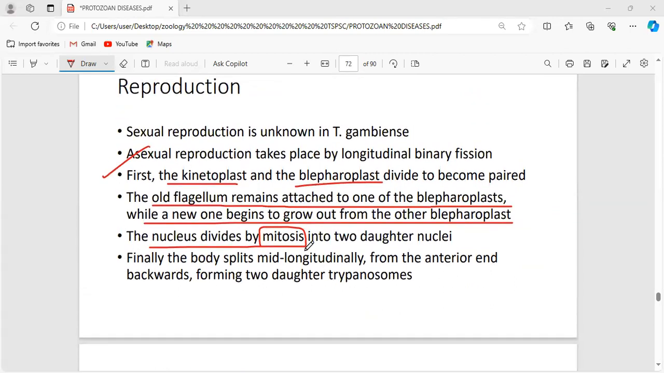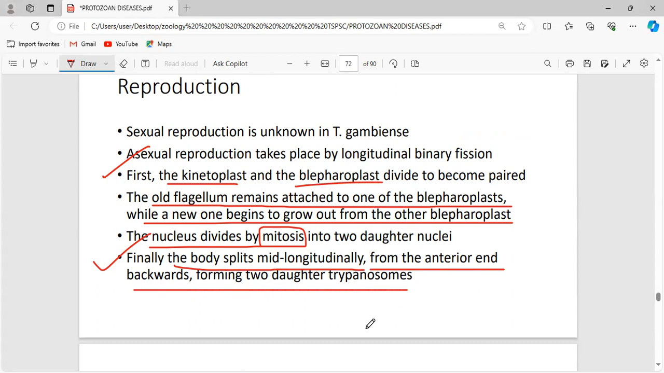The nucleus divides by mitosis into two daughter nuclei. We know that mitosis is a type of cell division. Once the nucleus divides, what is the other name of nuclear division? Karyokinesis. Once cell division starts, initially the nucleus is divided. Following the nuclear division, or karyokinesis, cytokinesis will happen. After the nuclear division, cytoplasmic division will happen. That is the end product of binary fission. We know the mechanism of binary fission. Finally, the body splits mid-longitudinally from the anterior end backwards, forming the two daughter cells.